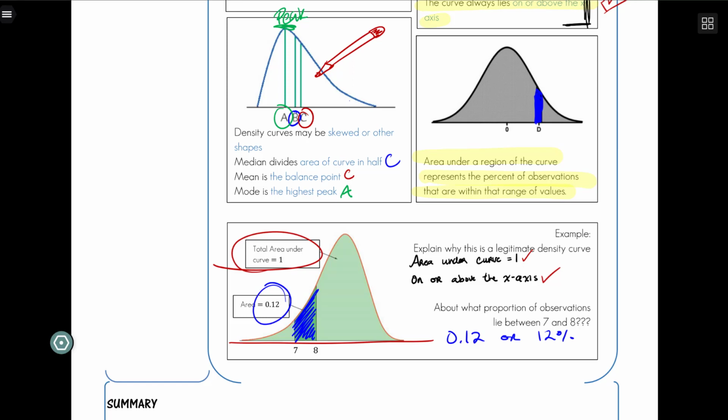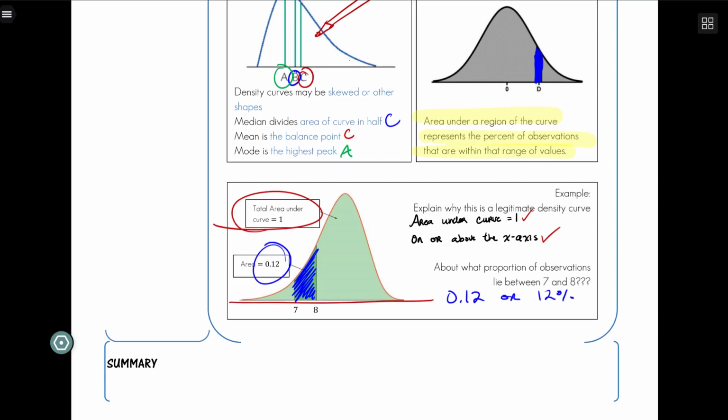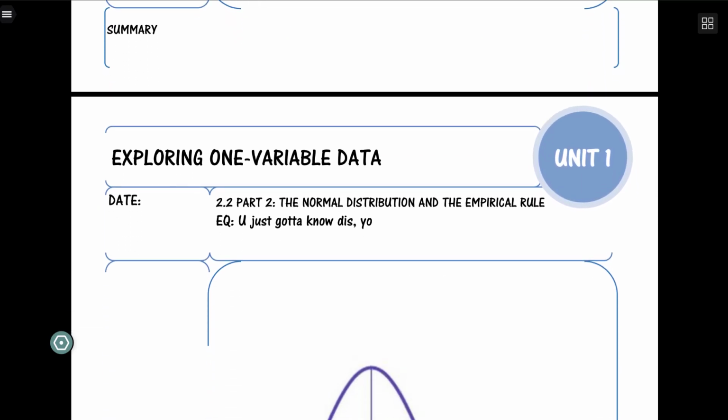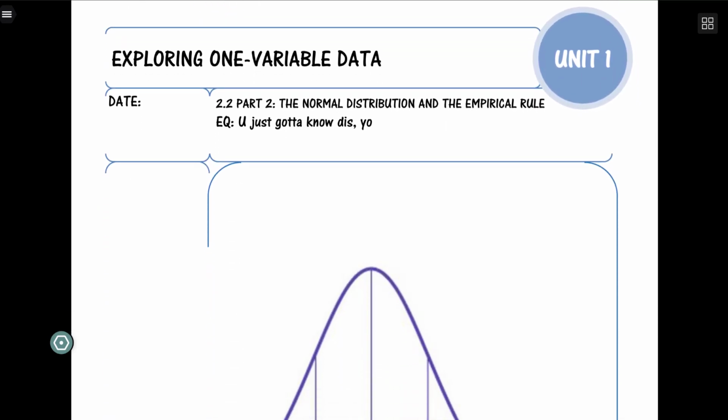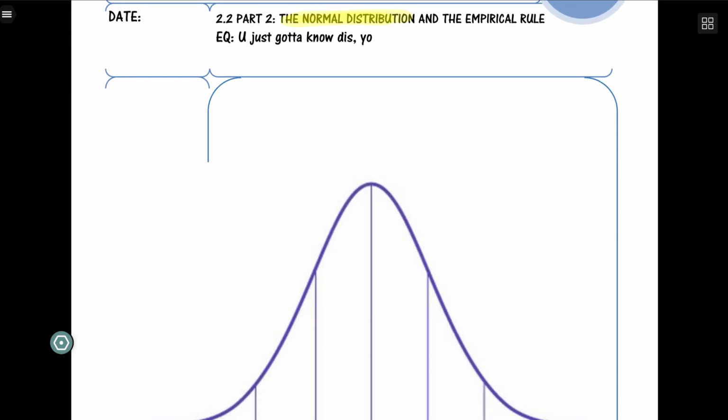All right, our next task is to move on to one of the more important concepts, and that is knowing this thing about the normal distribution. So normal distribution is a huge tool that we will use. The thing about the normal distribution is it is a density curve that is unimodal, symmetrical, and bell-shaped.